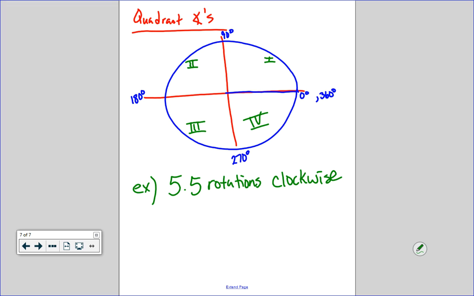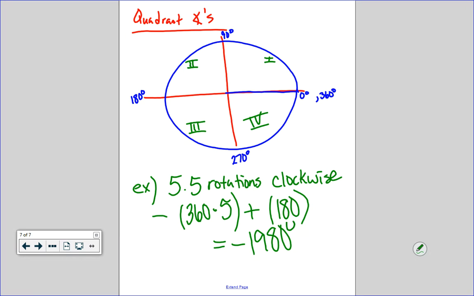So, first off, we have to decide. Is it a positive angle or a negative angle? It's negative because clockwise. And then, 5.5 rotations. How do I find that value? 360 times 5, plus a half rotation is 180. So, 360 times 5, 1800, plus 180 is negative 1980 degrees.